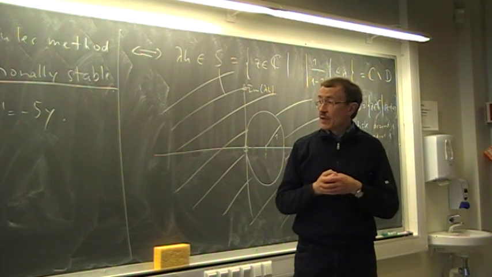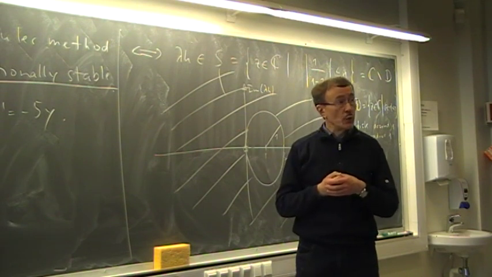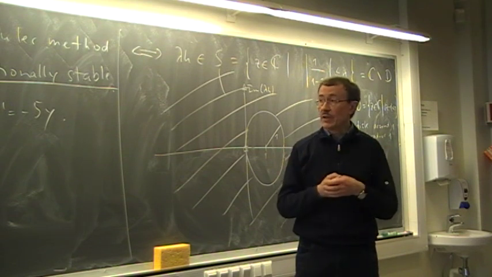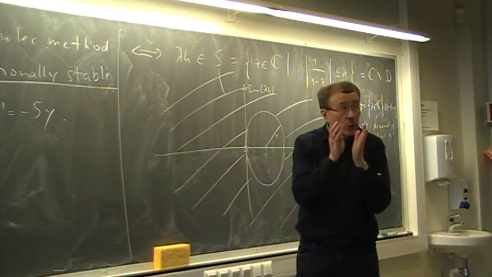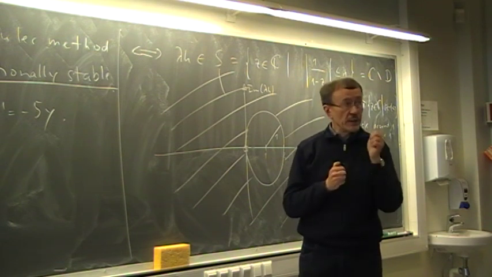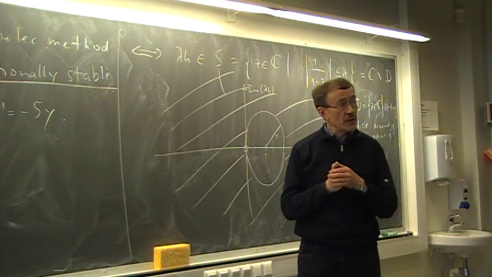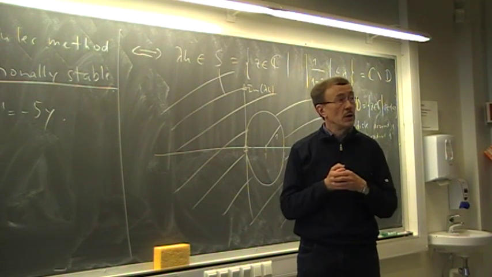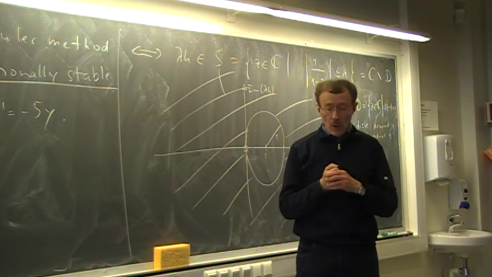That is the type of method that is useful for solving stiff problems, because there you usually need stability, and then you only have to choose the time step small locally to capture the rapidly varying transient; otherwise you can use rather large time steps.